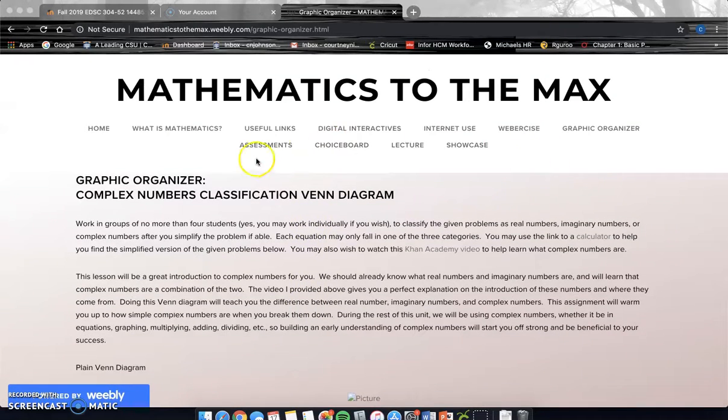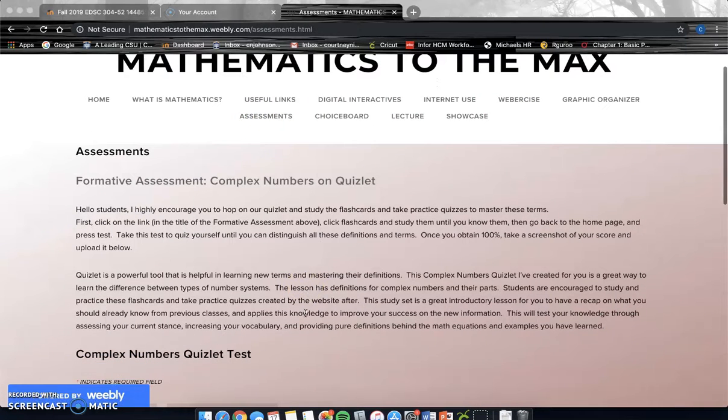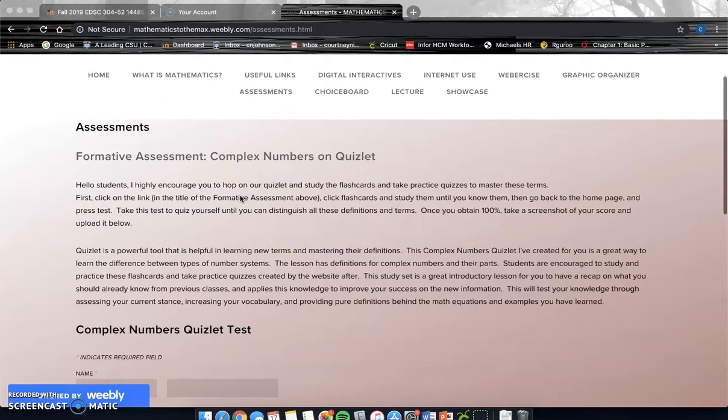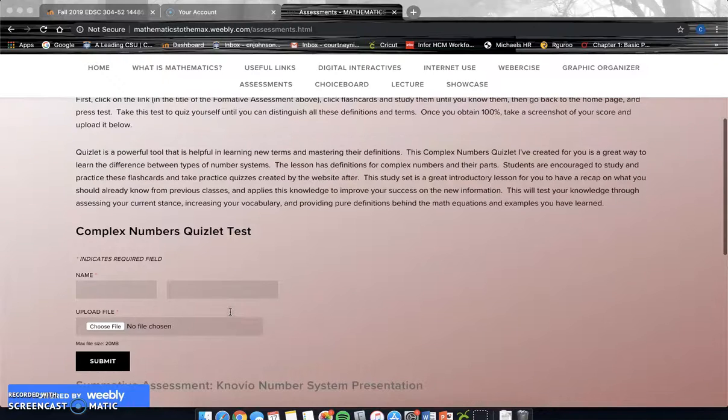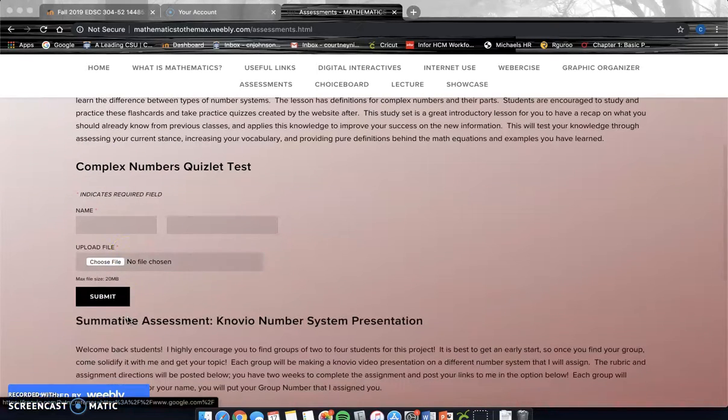And moving on to our assessments page, we are able to see formative assessment. So if you click on it, it'll take you to our Quizlet page for complex numbers, in which students are supposed to take a test here and then upload their results. They can try it as many times as they want. Once they obtain 100%, they can upload a screenshot of their results here, and I would grade that based on completion.